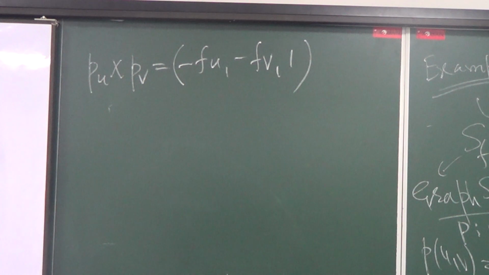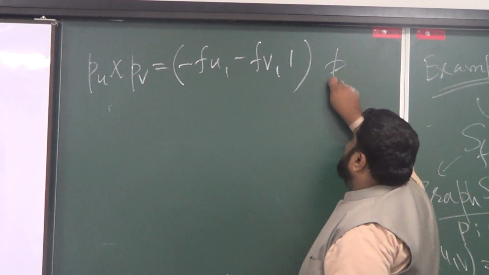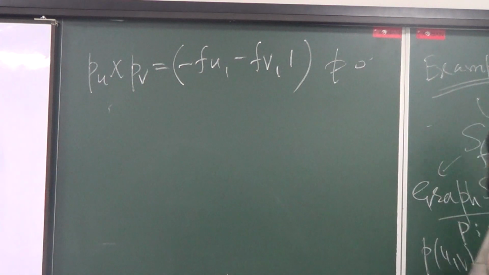Can PU cross PV be 0? FU, FV, they can be 0. Smoothness does not mean that it can't vanish actually, so it can vanish. But the third component is not 0, so this is never 0 actually. Okay? So this parameterization is a regular parameterization.